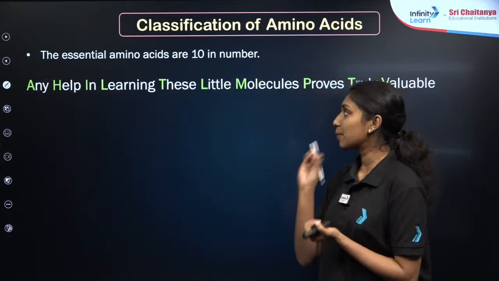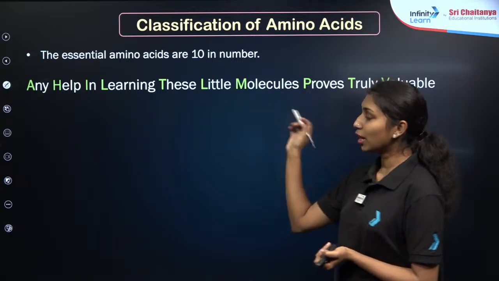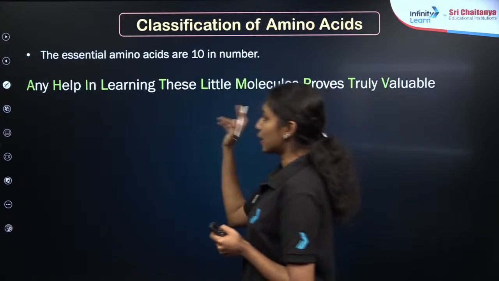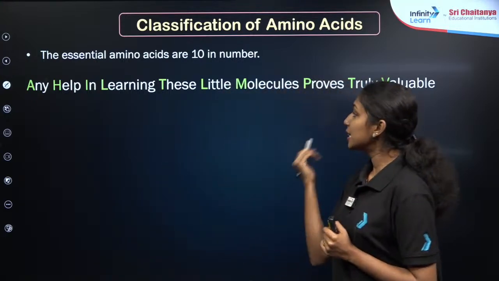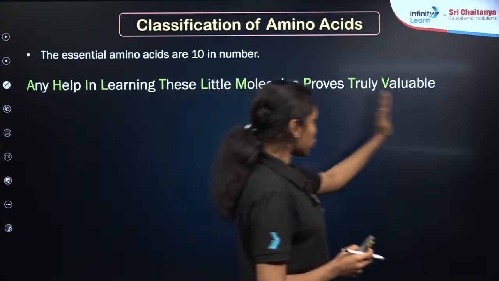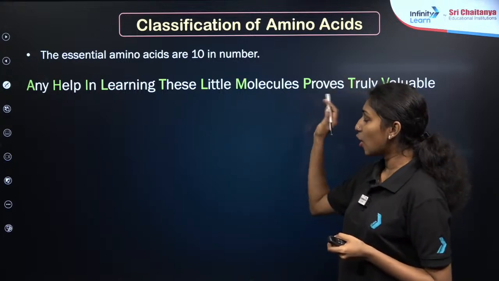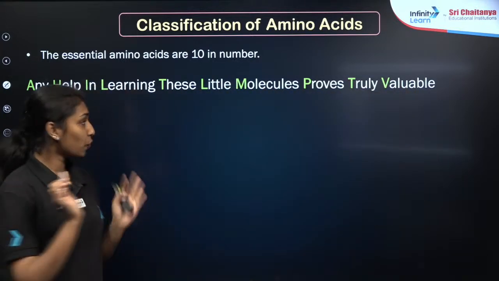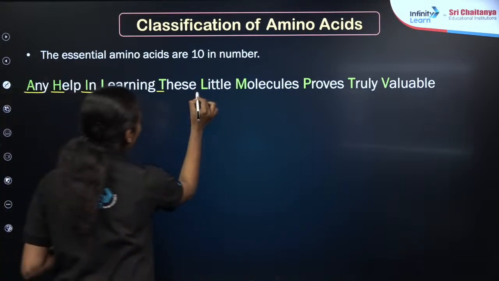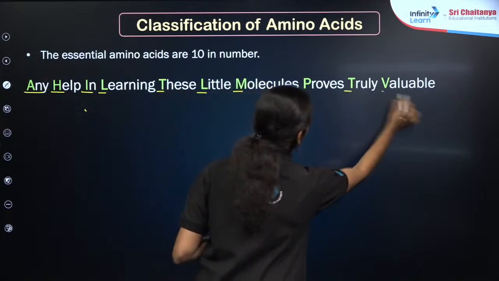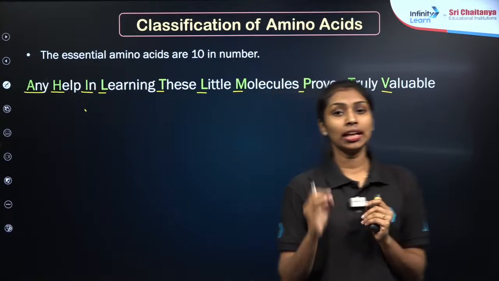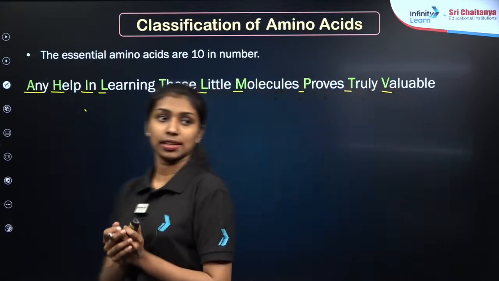Okay, there are 10 essential amino acids. This is the mnemonic, or the trick, that I am using to memorize these 10 amino acids. This is a sentence, as you can see over here: Any help in learning these little molecules proves truly valuable. As you can see, I am changing the color of the first letters of every word in the sentence: A, H, I, L, T, L, M, P, T, V, right? These highlighted letters stand for the first letters of our essential amino acids.